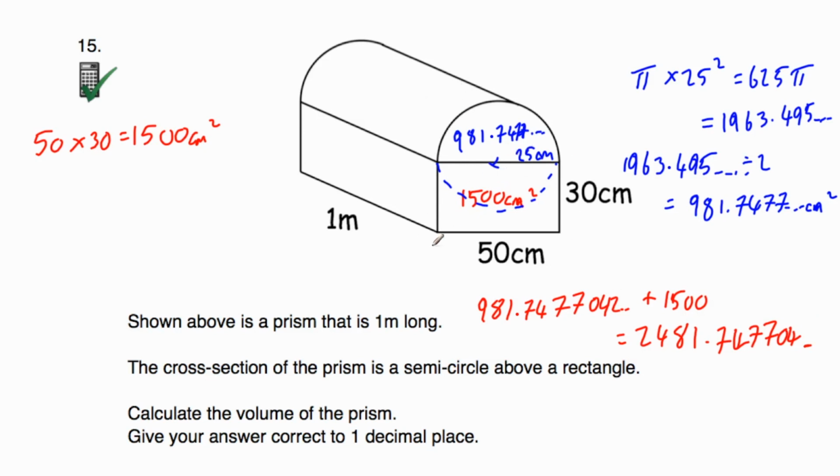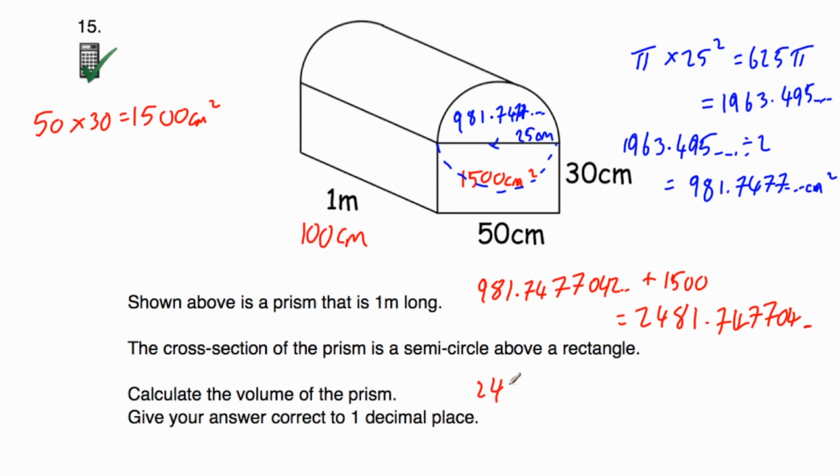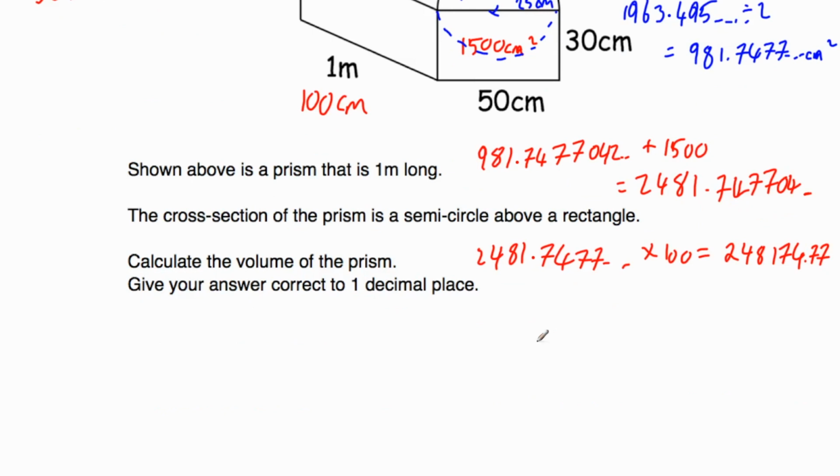Now we just need to multiply by how long the prism is, and that's equal to 1 meter. Now we're dealing with centimeters, so let's change that into 100 centimeters. So we just need to multiply this by 100. So 2,481.7477 and so on times 100 is equal to 248,174.77. And we've been asked to give our answer to one decimal place, so our answer would be 248,174.8 centimetres cubed. And that's it.